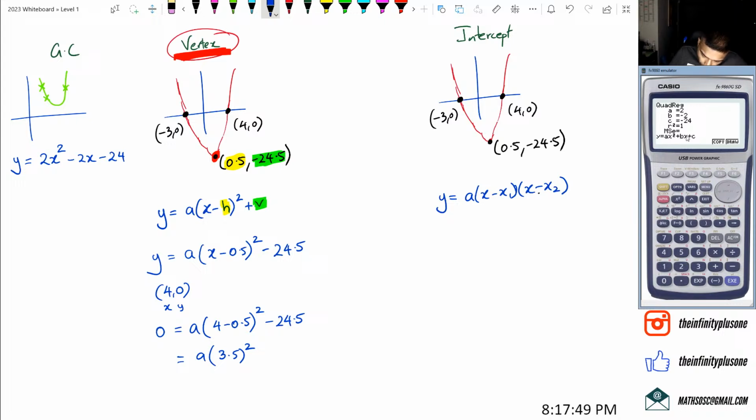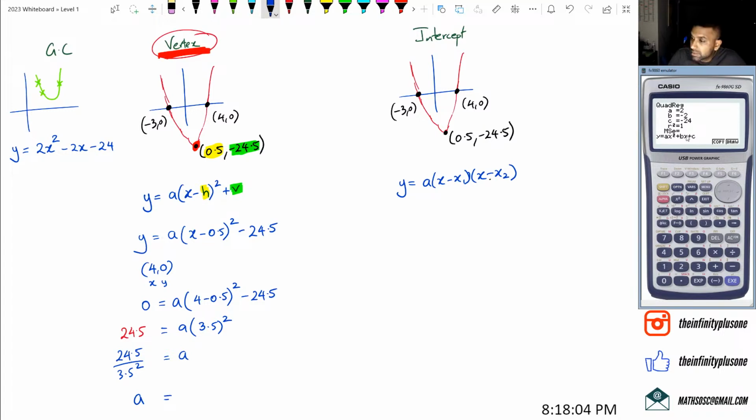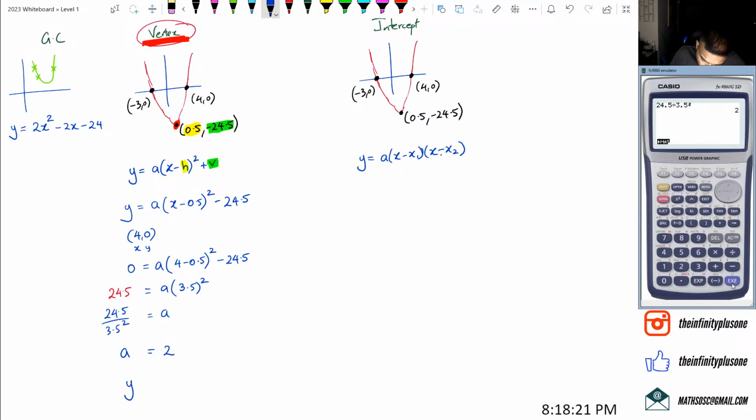So we're going to take the minus 24.5 to the other side, so it's going to become positive 24.5. And so our a value is equal to 24.5 divided by 3.5 squared. If I was to do that in the calculator, I should theoretically get 2. I hope I do. 24.5 divided by 3.5 squared. So there we go, a is equal to 2. So this equation, the vertex form, I'm going to get y is equal to 2(x minus 0.5) squared minus 24.5.